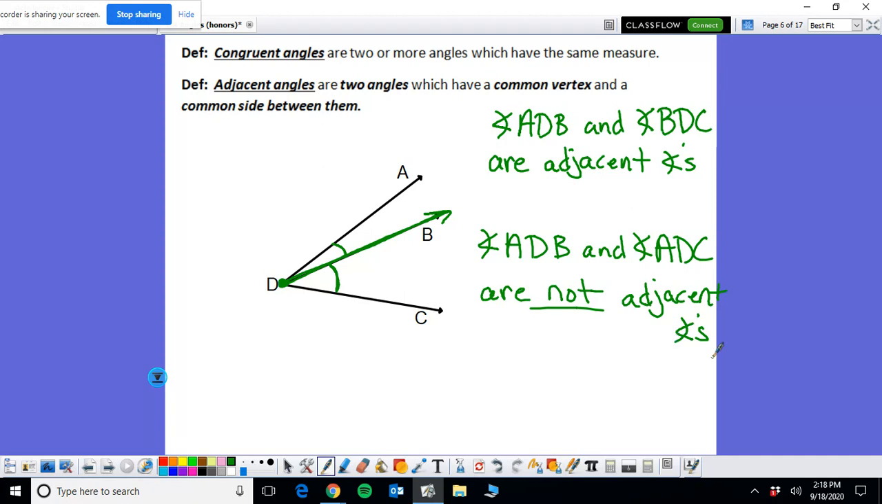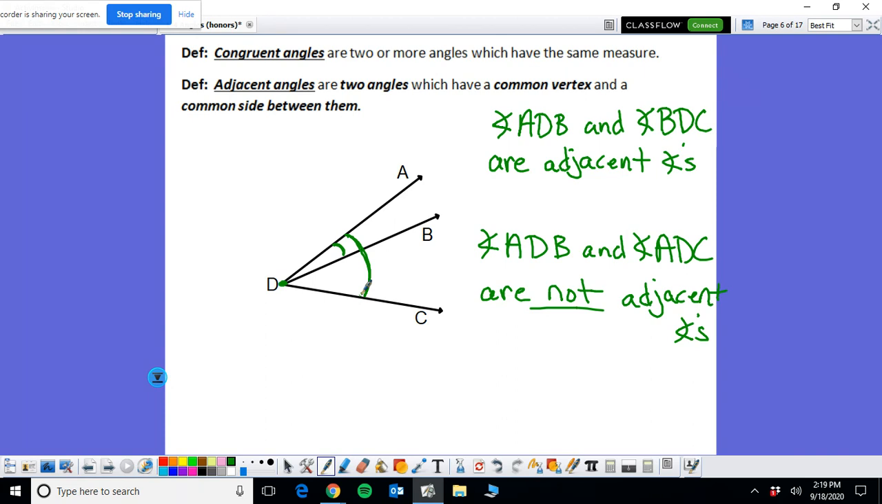So I'm just going to erase all this for a moment. That would be this angle here, ADB and ADC. And as you can see, we have what we call overlap. They do share a vertex, and technically they have the same side in common, but they overlap each other. So I want to make sure that you understand overlap is not adjacency. I have another slide later on where I really reinforce this, but this is just so you have this quickly in the notes.